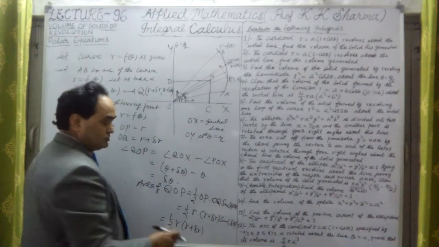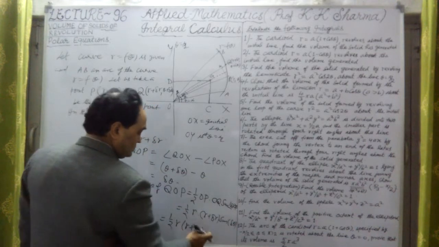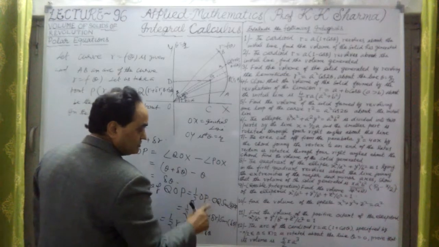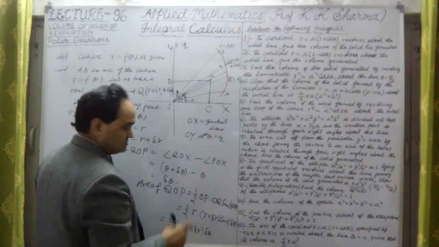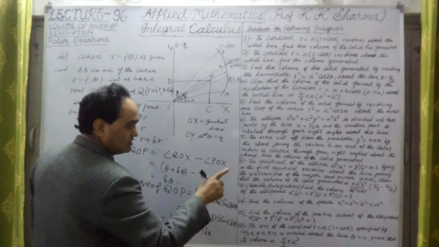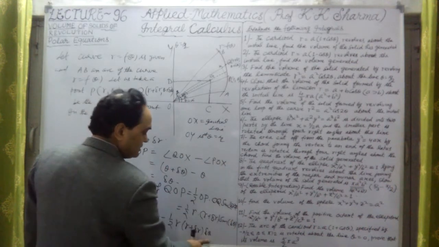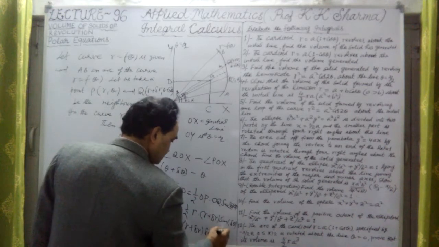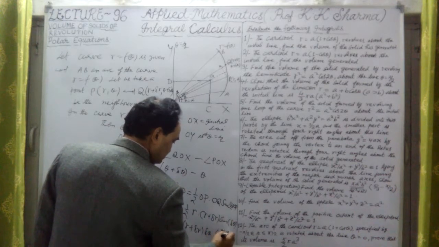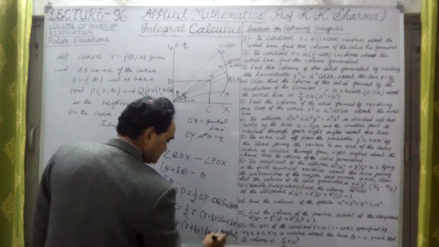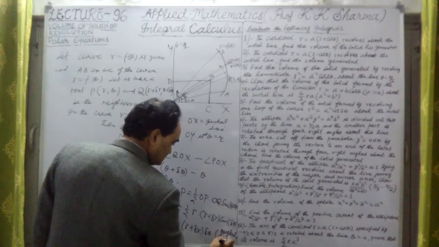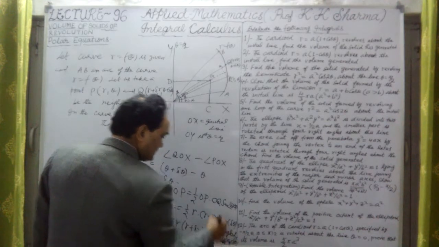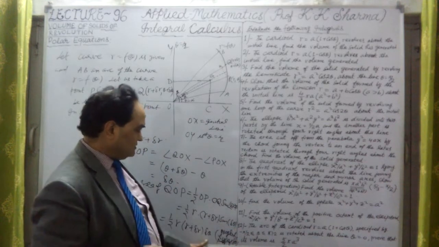But I'll take only delta theta, because this is a very small value, a small angle. I've taken only the first term of the sine delta theta series, which is delta theta minus delta theta whole cube upon factorial 3, etc. We are neglecting the smaller values, that is, neglecting the higher powers of delta theta. So only delta theta I've taken.